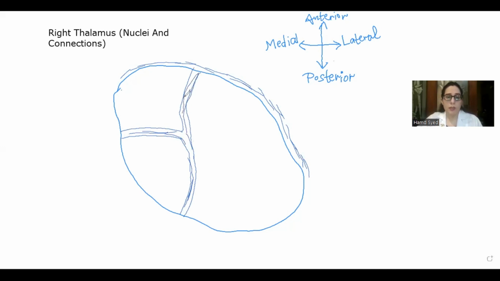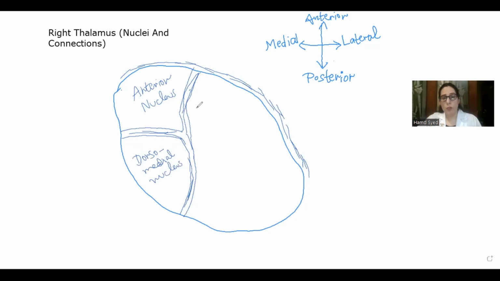Now, you can see that this is the anterior aspect. So over here, there are the two limbs of this internal medullary lamina, and the area that they enclose, this area is known as the anterior nucleus of the thalamus. Whereas the stem of this Y-shaped internal medullary lamina, this subdivides the thalamus into a medial part and a larger lateral part. The medial region, this is known as the dorsomedial nucleus of the thalamus.